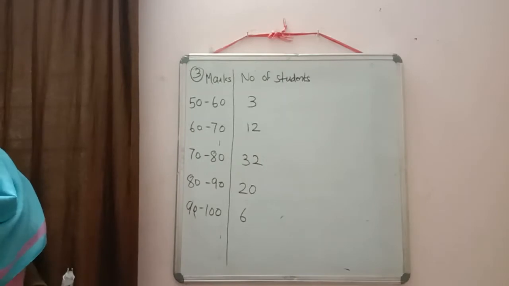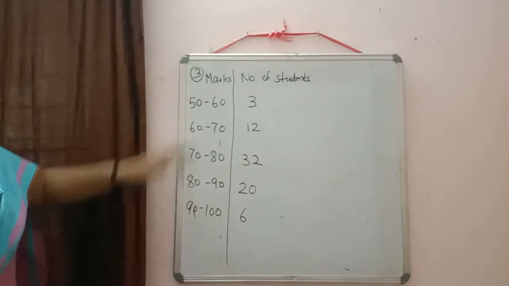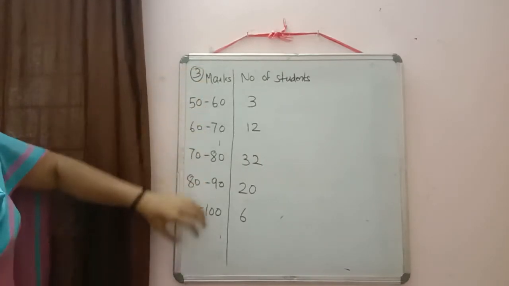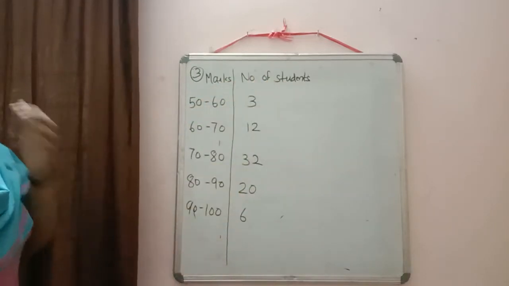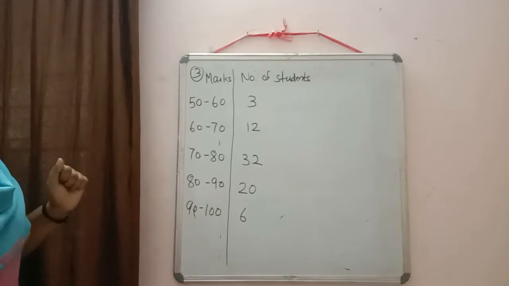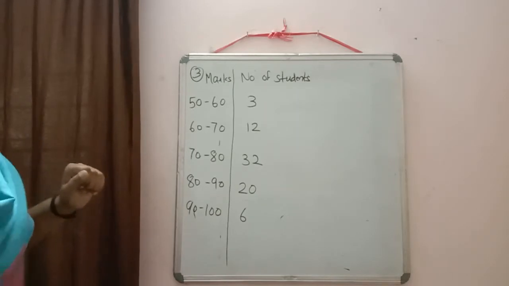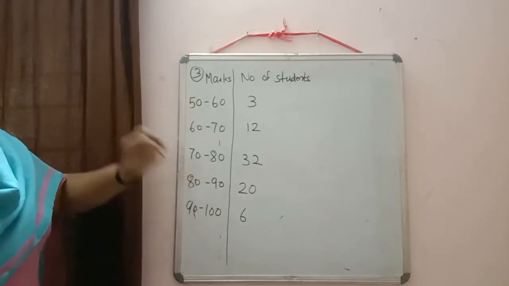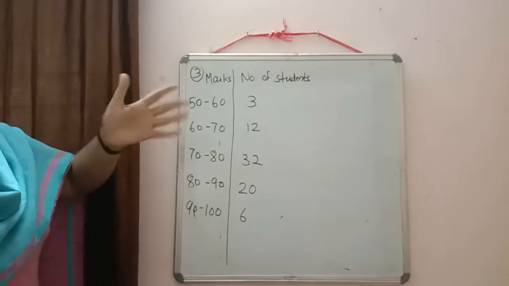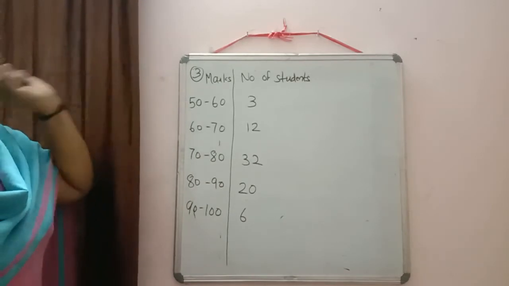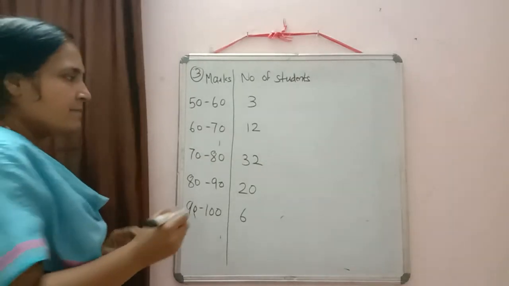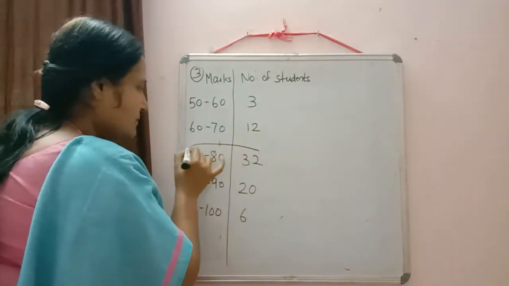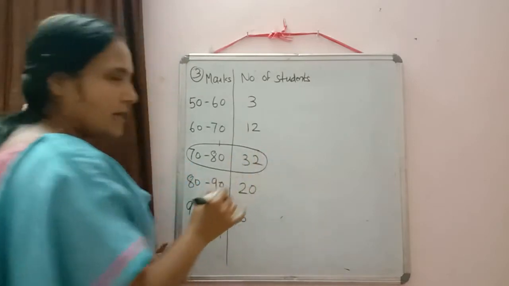Check the question. The question is already written here. Marks, class intervals and the number of students are already written. So you all can note down this question. Written? Now again we have to calculate the mode. In mode we don't want any other thing there, just to check the maximum frequency. Which is the maximum frequency here? 32. So the corresponding class will be the modal class.